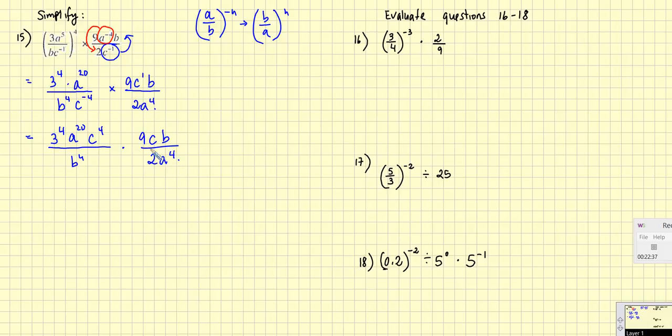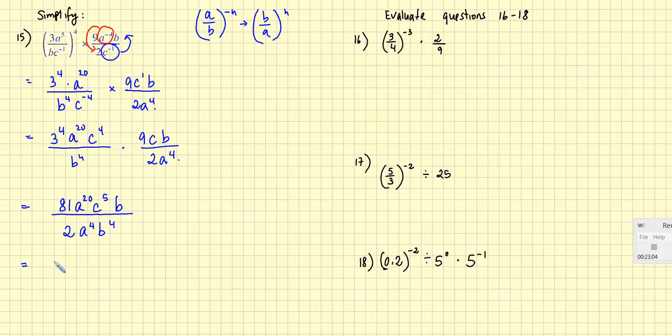Alright, so again, I can simply multiply across here, so that I can say, well, 3 to the 4th is really like saying 81, and it'll be a to the 20th, and then c to the 4th times c to the 1 gives me c to the 5th, and that b to the 1 just stays up at the top. And that gets divided by 2 times a to the 4th, b to the 4th.